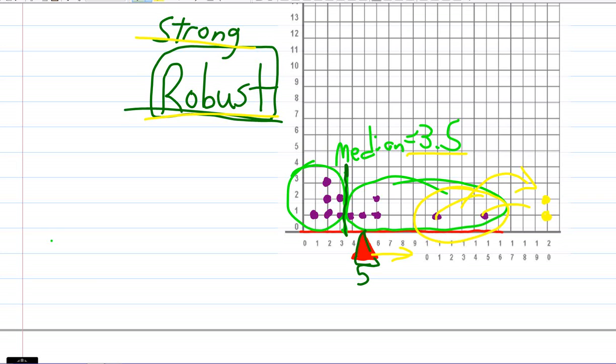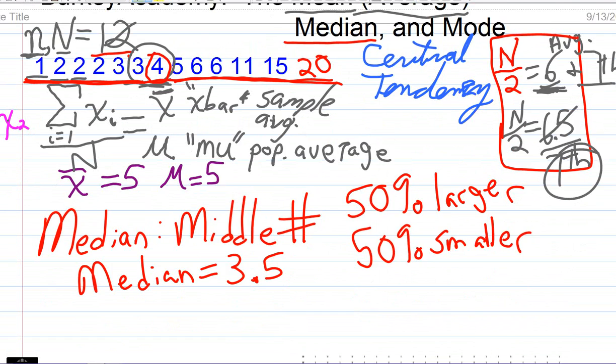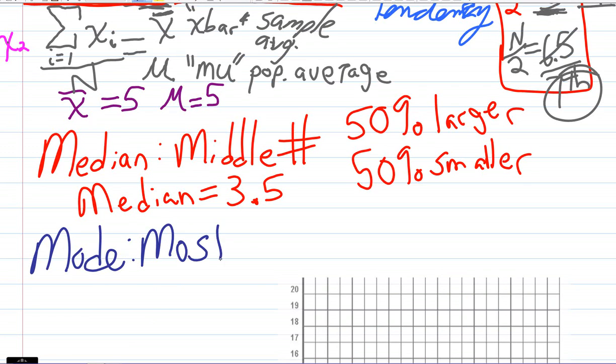So that's what we mean whenever we say that measuring something in a particular way is robust. So this is one reason why we prefer the median sometimes. It's robust to outliers. The mean is sensitive to outliers. So sensitive to outliers is the opposite of robust. Now, finally, let's look at this idea of the mode. Now, the mode is just the most common number. So the mode is the most frequently occurring, or the most common.